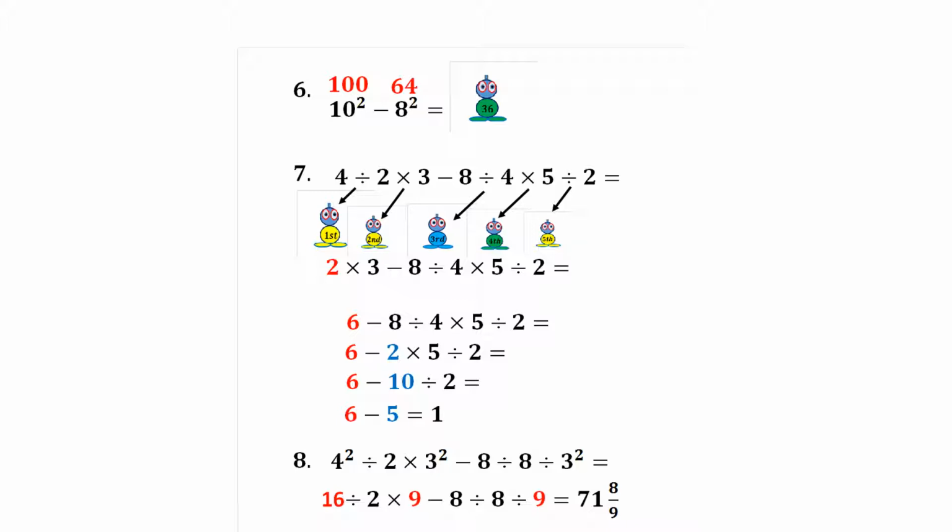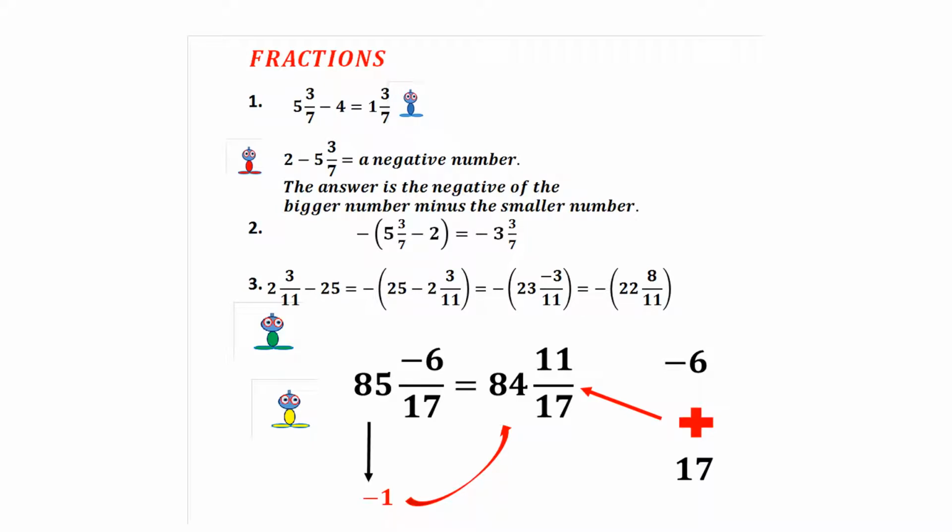Okay, now we have 8 divided by 8, that's 1. Divided by 9 is 1/9. So we got 72 minus 1/9. That is 71 and 8/9. The last problem had a mixed number for an answer.